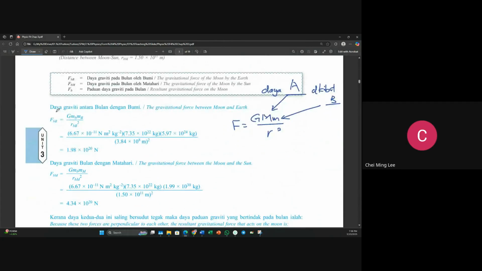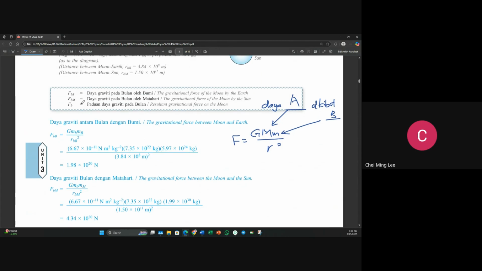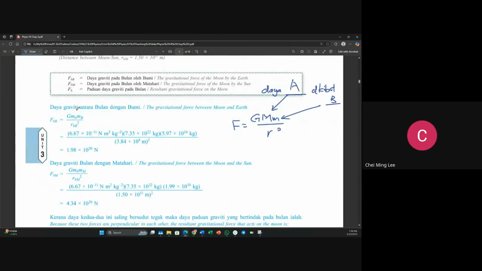By using the formula, first we start with this one. For the Moon and Earth, G times mass of Moon times mass of Earth, divided by R, the distance between the Moon and Earth, squared. So you see the force is 1.98 times 10 to the power of 20. Now, the gravitational force between the Moon and the Sun. Same formula, just that the masses now change to Moon and Sun. So you get the value of 4.34 times 10 to the power of 20.